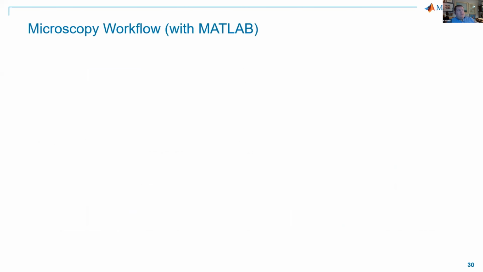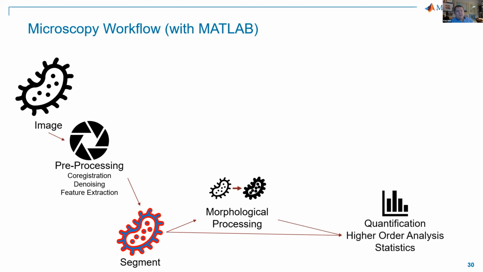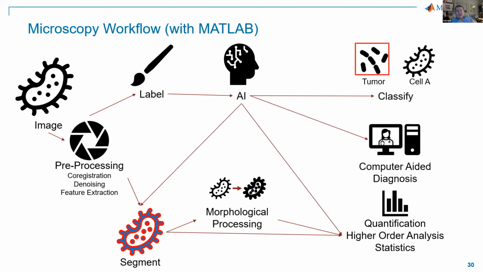Okay, so briefly, I wanted to touch also on our microscopy tools. So historically, microscopy image analysis starts with an image. You do the pre-processing, segmentation, maybe some more morphological processing, and then quantification and higher order statistics. And now what we're seeing with the addition of AI is a lot of labeling, then running some AI. And then that AI is now becoming kind of a central point for a lot of other activities, classification, CAD, but it all winds up with quantification and higher order analysis and statistics. There has to be a reported number.